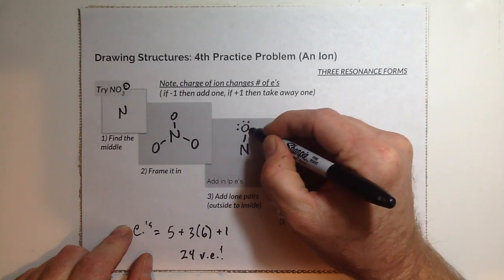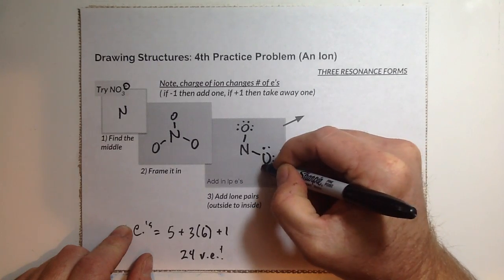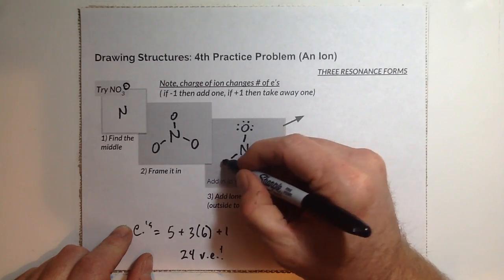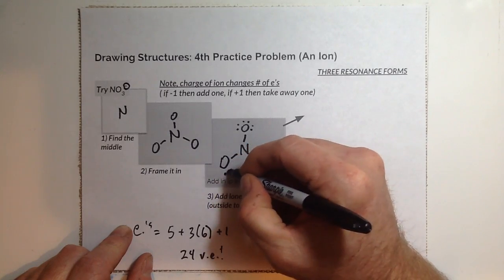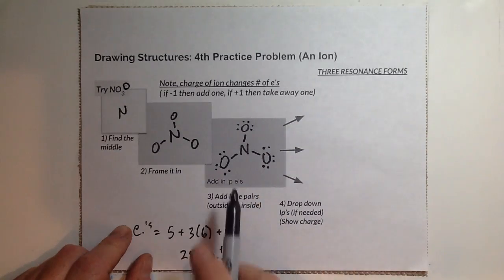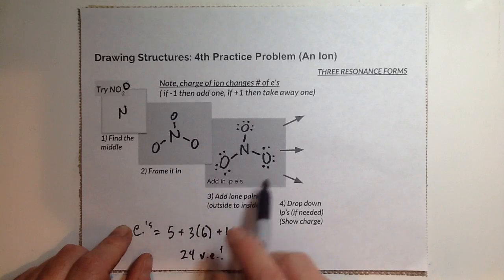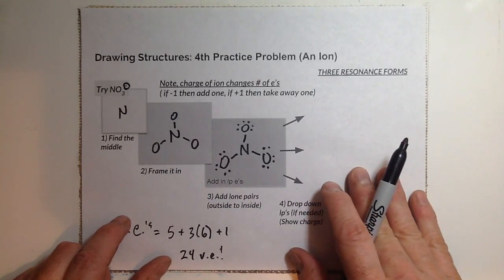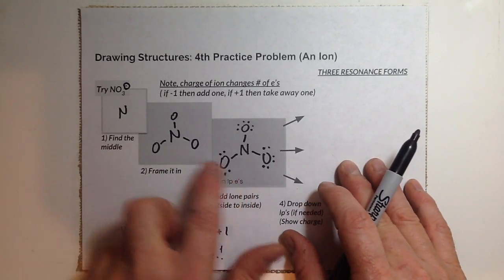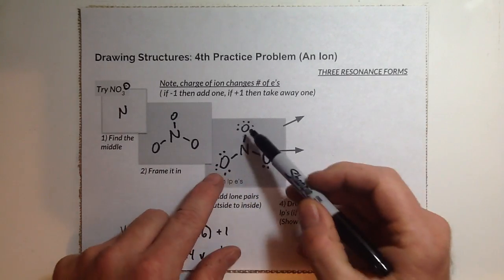2, 4, 6, 8, 10, 12, and 14, 16, 18. If you count all those electrons up, the 6 given these lines, 2, 4, 6, plus all the dots, you'll get to 24 electrons. So this is our frame now with all the electrons added, valence electrons from the outside on the O's.